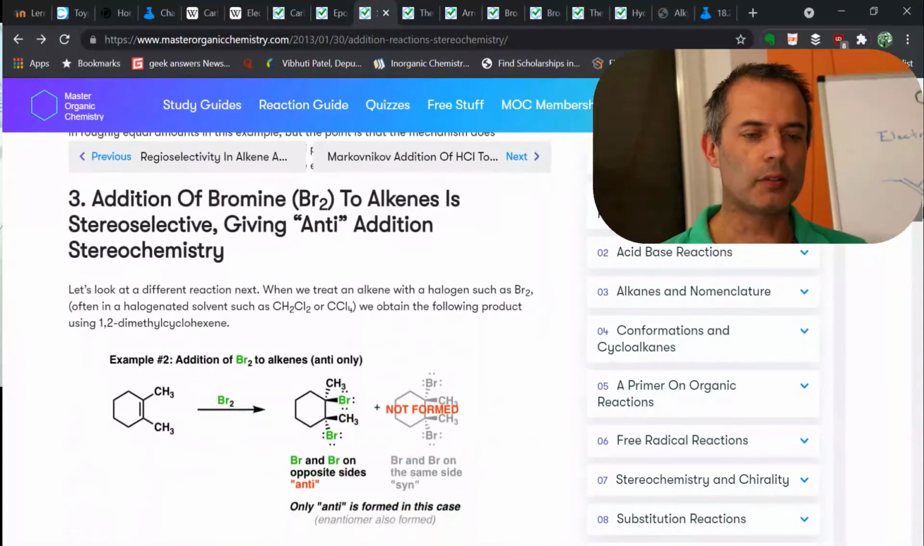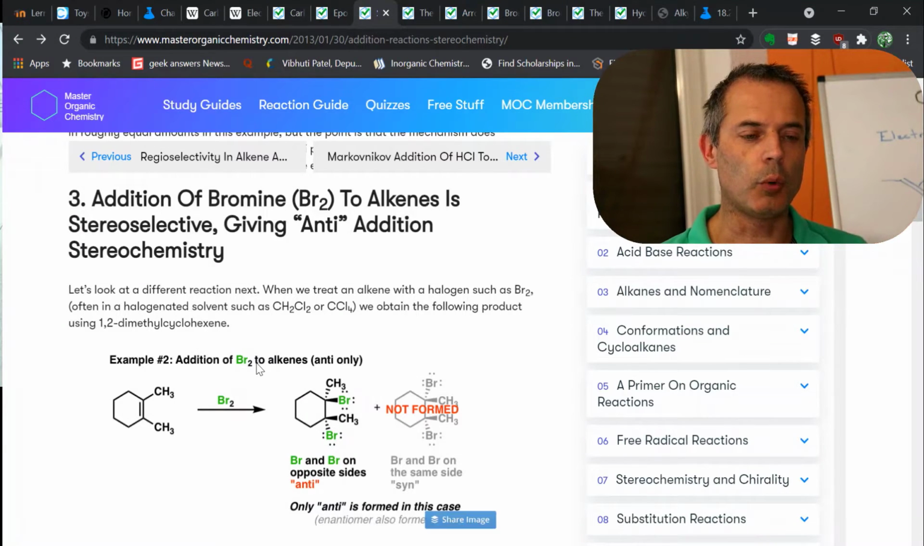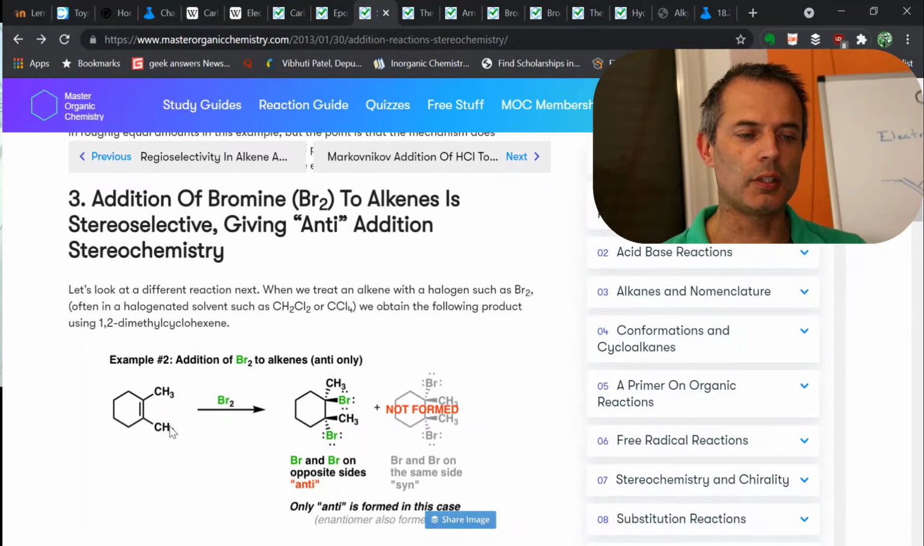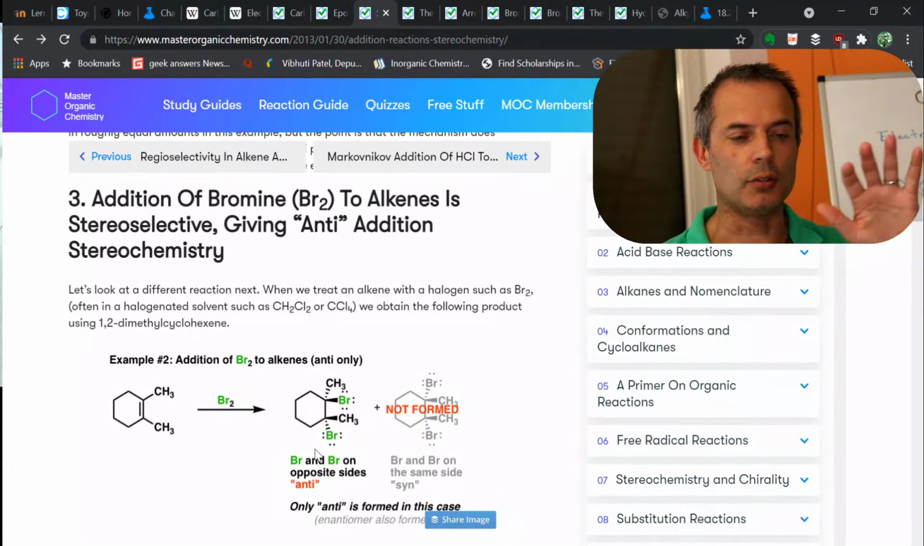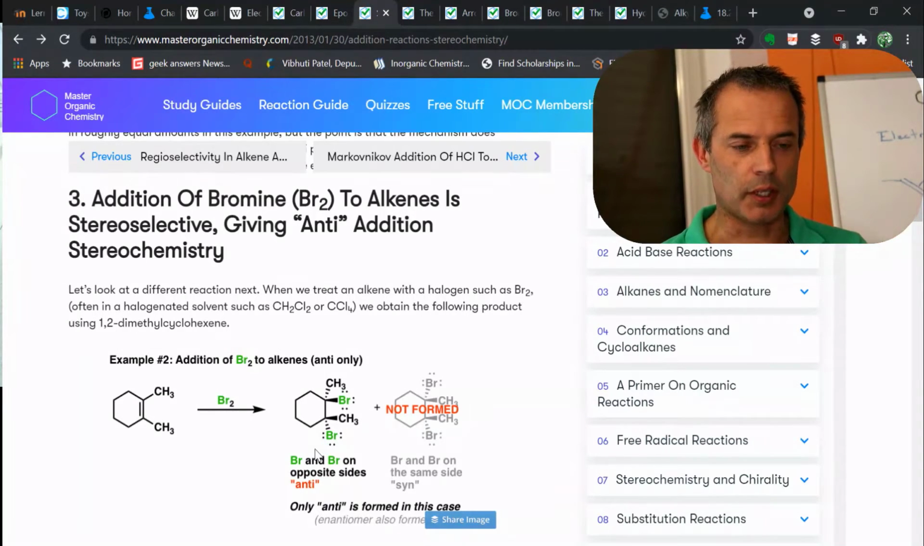If we go down to another example, we've got Br2 attacking, and what we find is that it always gives anti-addition, meaning one of the bromines ends up on one side, and one of the bromines ends up on the other side. We never see the two bromines on the same side. That's interesting, and it suggests that there is a different mechanism.